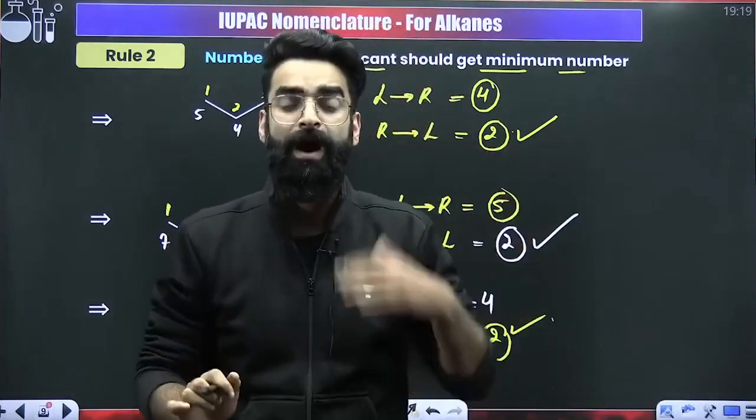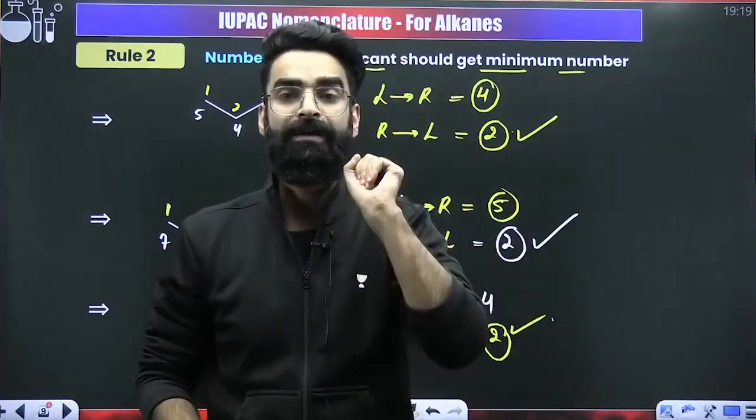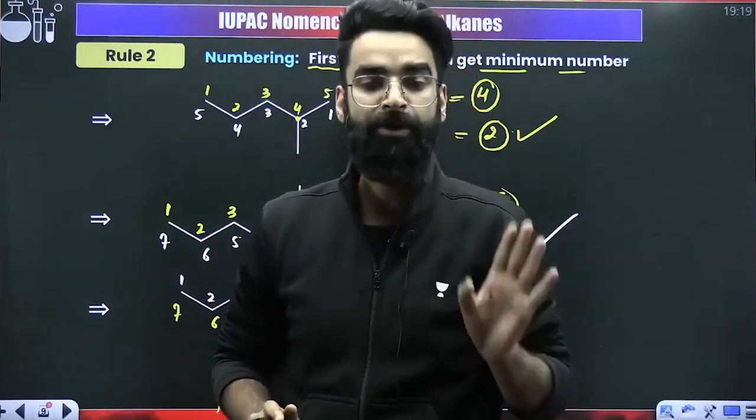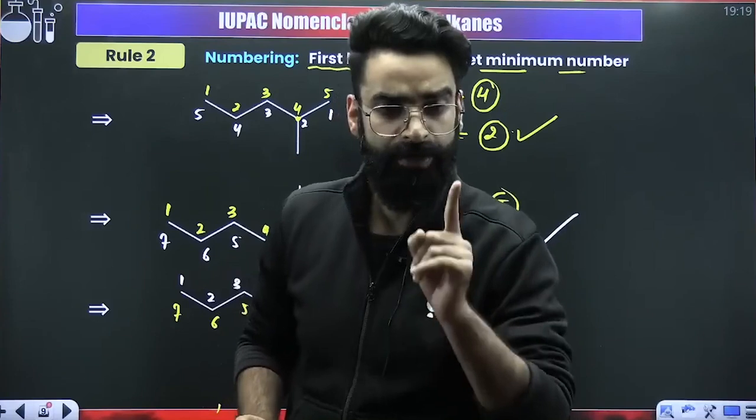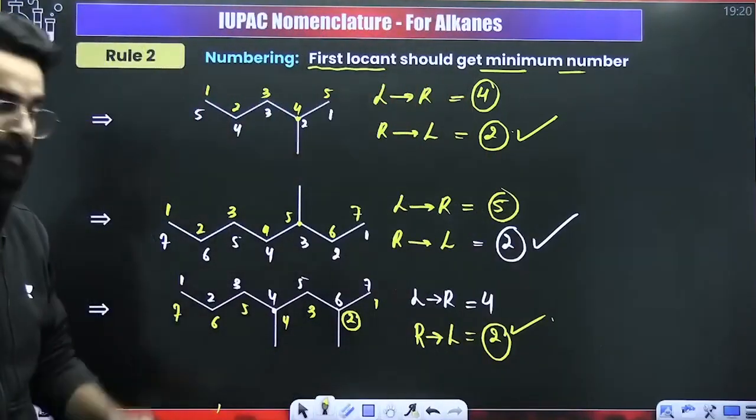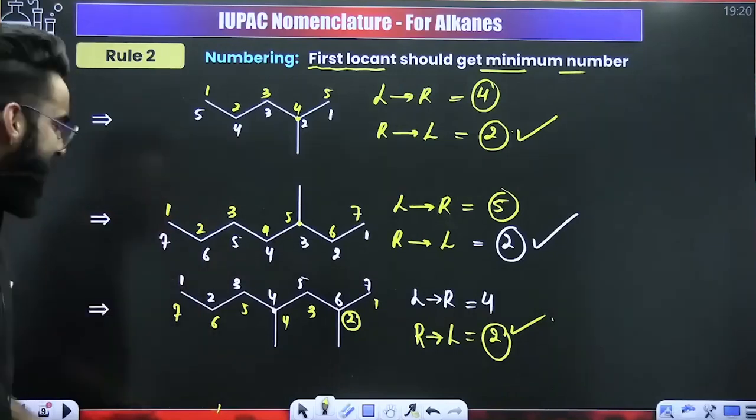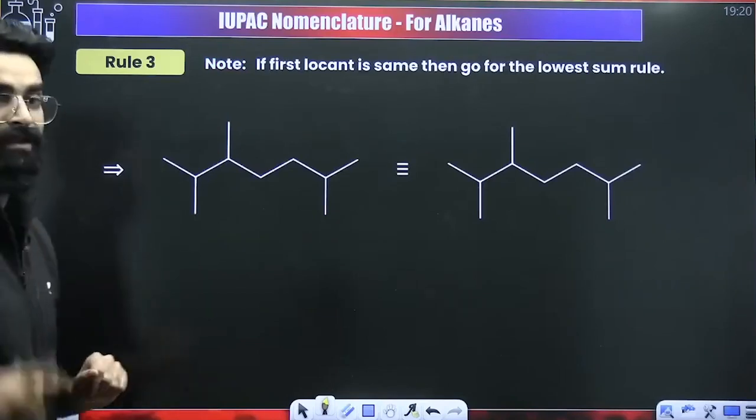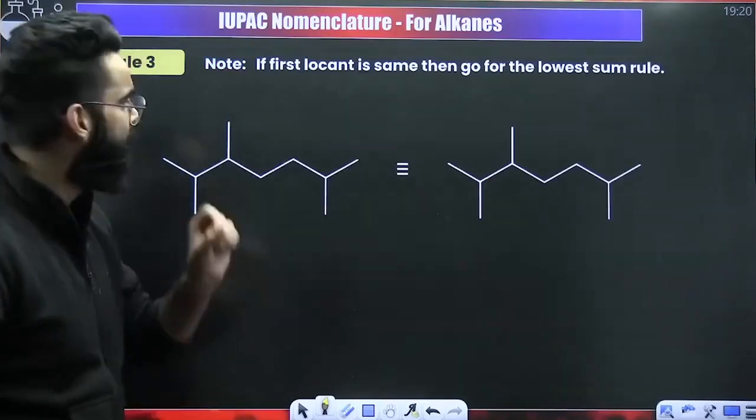How to do the numbering? First thing, the first locant always should get the minimum number. This has to be in your mind all the time. You'll be prioritizing that. Now, my dear students, try to understand a few more things. As I told you, the first locant always has to get the minimum number.